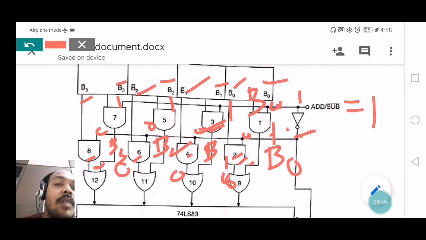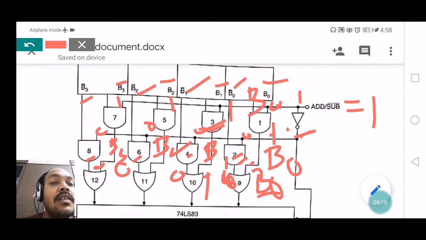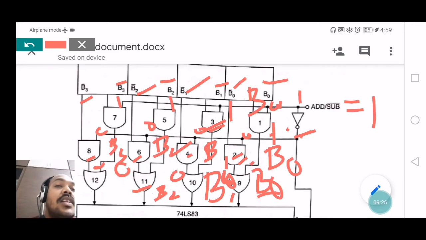Now I come to the third row. All the gates in the third row are OR gates, and each OR gate consists of two inputs. One input is connected from AND gate 1, and another input is connected from AND gate 2. One input, from AND gate 1, is B0, and the other one is 0. Similarly, one input of OR gate 10 is B1 and the other is 0. For the 11th OR gate, one input is B2 and the 6th AND gate output is 0. So I expect the output is B2. Why? Because I am again recollecting the truth table of an OR gate.